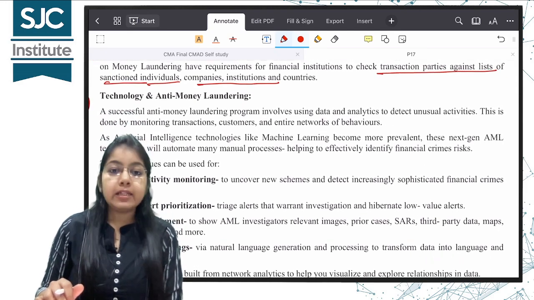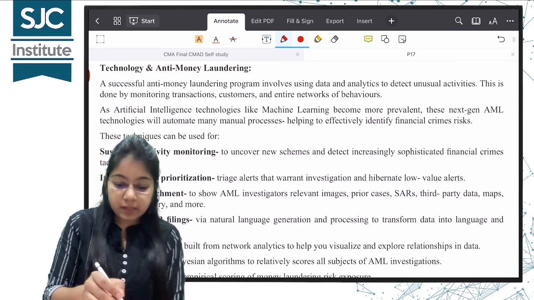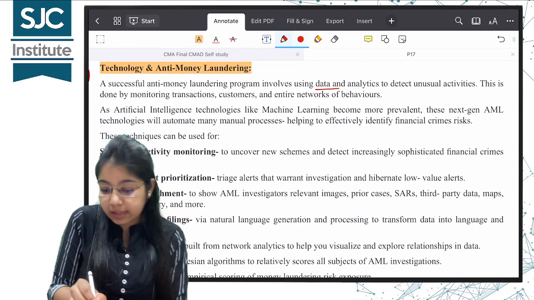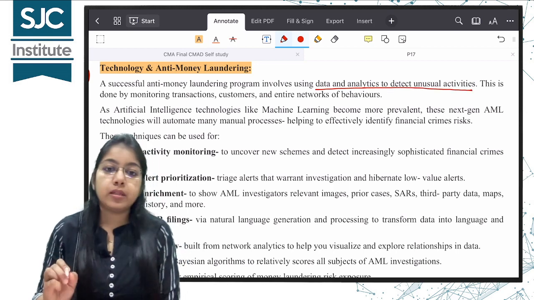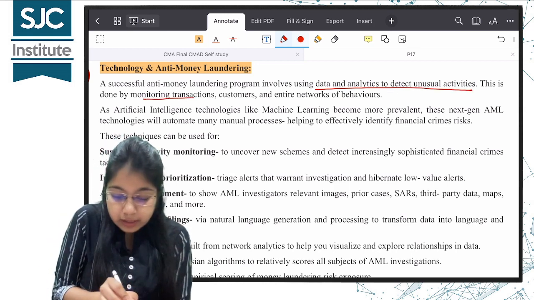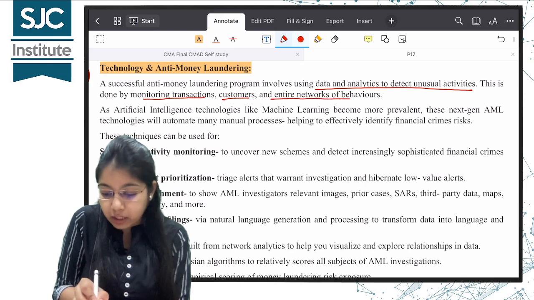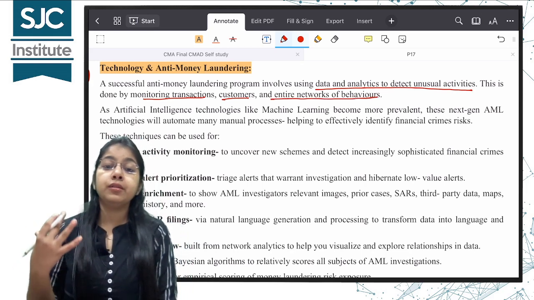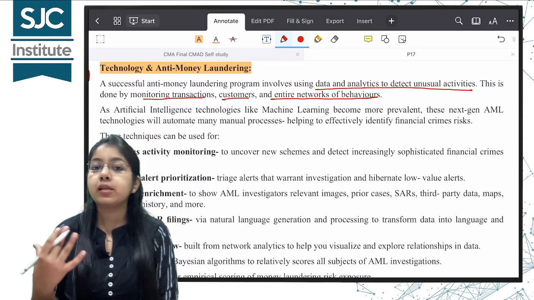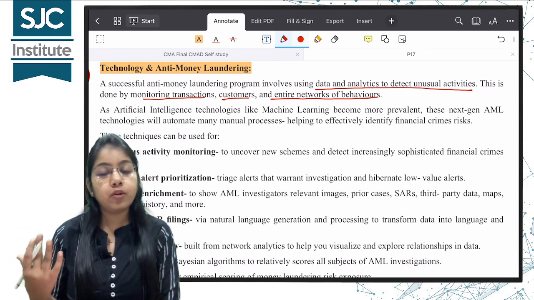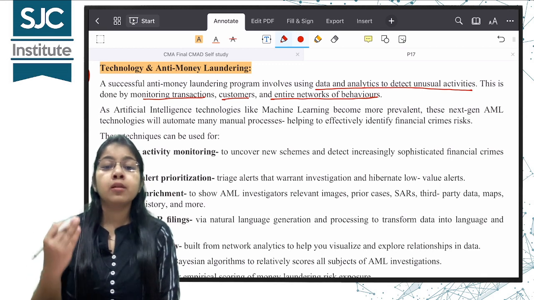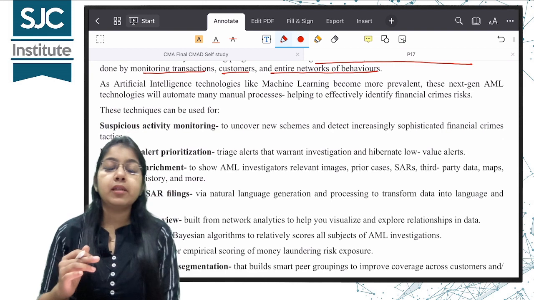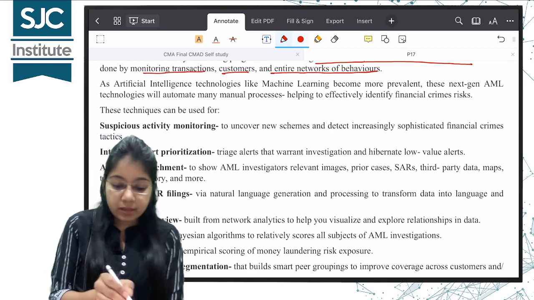A successful anti-money laundering program involves using data and analytics to detect unusual activities. This is done by monitoring transactions, customers, and entire networks of behavior. Because everything is computerized these days, all financial transactions are by way of technology, by way of computers. So we have to also use technology. How will technology help us? Through artificial intelligence and machine learning.